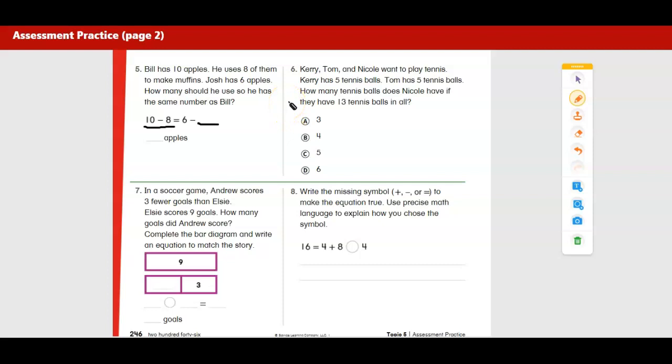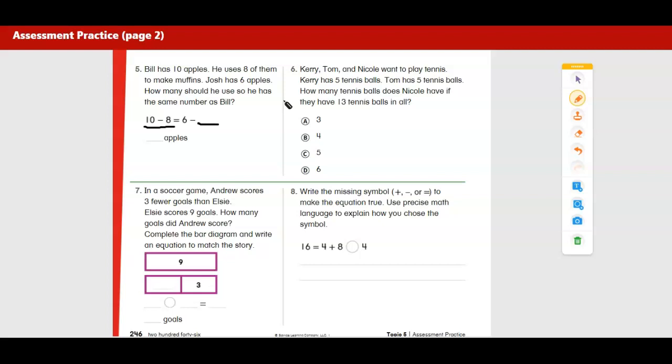Alright, remember to be pausing the video as we go through. On number 6, it says, Carrie, Tom, and Nicole want to play tennis. Carrie has 5 tennis balls. Tom has 5 tennis balls. How many tennis balls does Nicole have if they have 13 tennis balls in all?